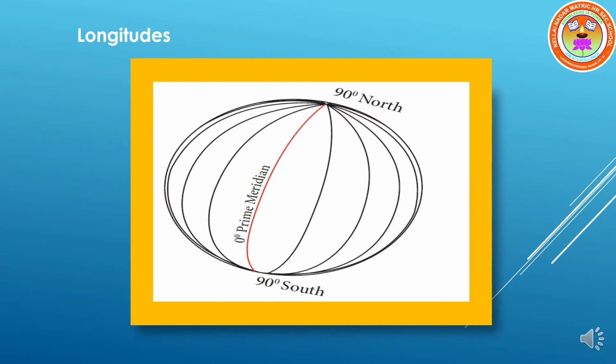So, the lines of longitude that are found between the prime meridian and the 180 degree east line of longitude are called eastern longitudes. Is it clear? And the lines of longitude that are found between the prime meridian 0 degree and the 180 degree west line of longitude are called western longitudes. Two opposite meridians form a great circle. Is it clear?